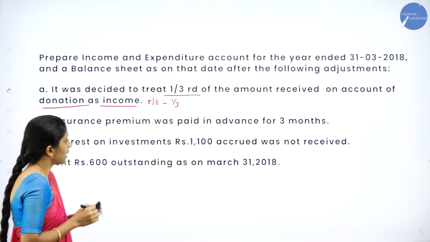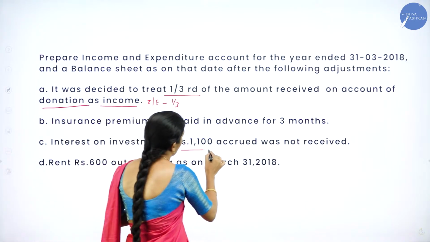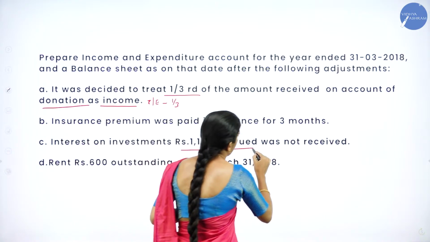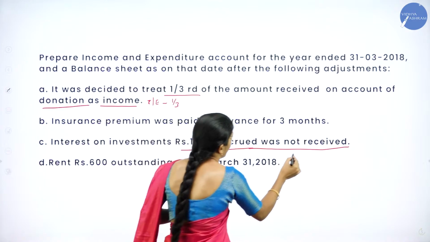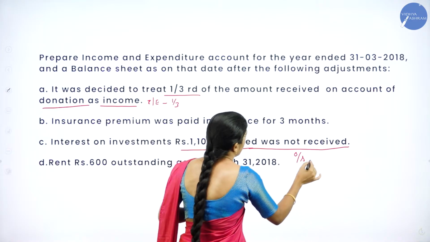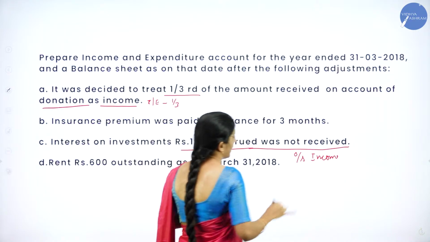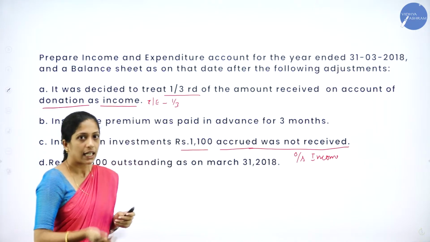Next, interest on investment, rupees 1100 accrued but not received. So what does it mean? Accrued but not received, it means outstanding income. So interest on investment is what? It is the income. So outstanding income.